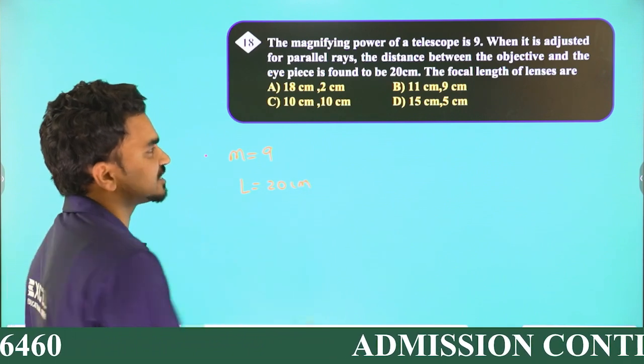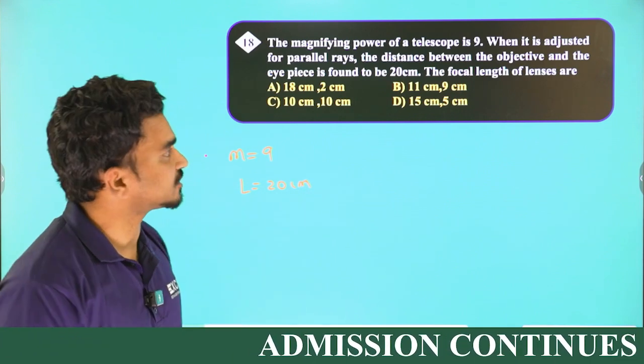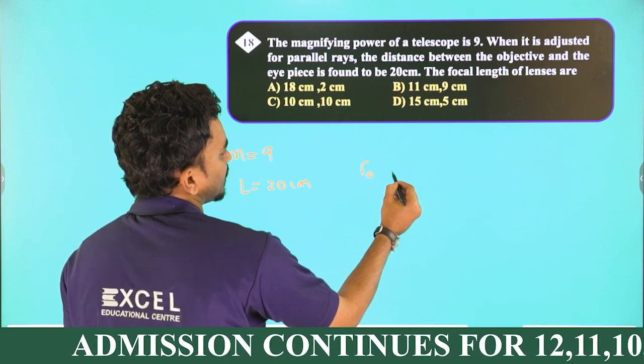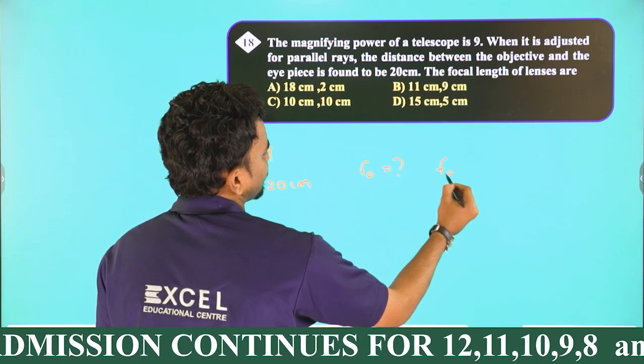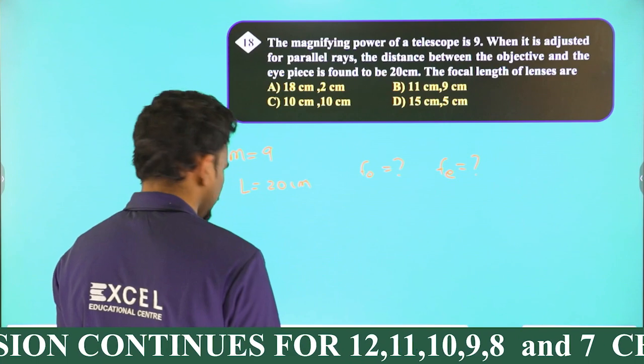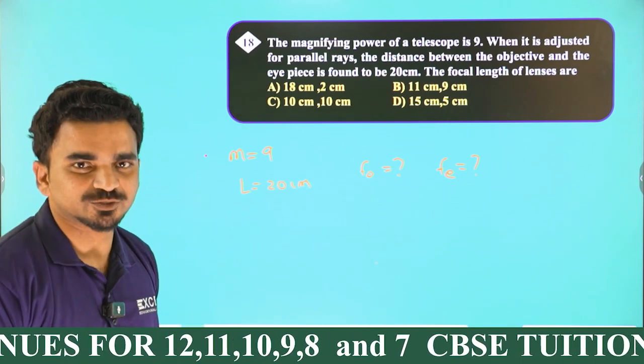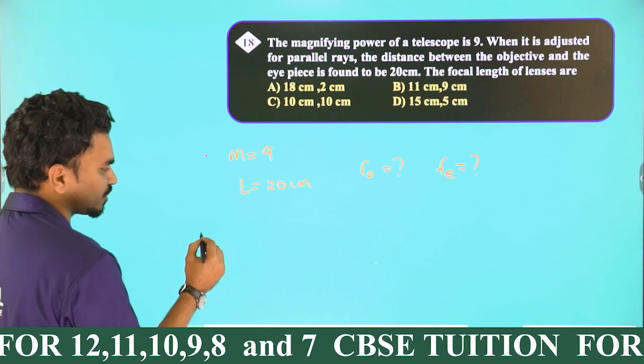Tube length is the distance between objective and eyepiece. Tube length, 20 centimeter. What's the focal length of the lens? That means you want to find fo and you want to find fe, same as we did before. Can you try this? Pause the video and try to solve it yourself. Let me help you quickly.